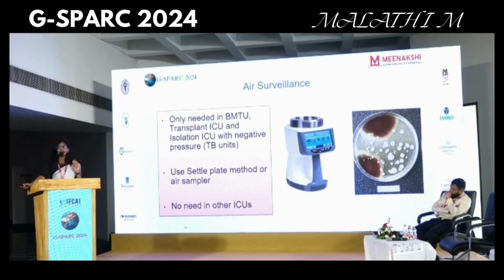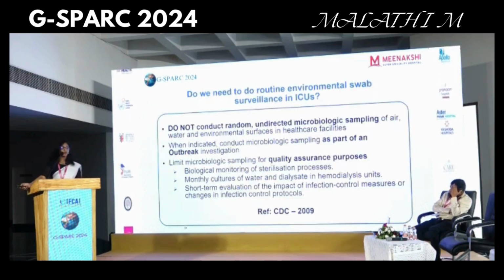We need to worry more in the transplant ICU, where we have immunocompromised hosts who will be prone to fungal infections. So air surveillance is only needed in BMT units, transplant ICUs, and isolation ICUs with negative pressure systems, like tuberculosis units. You can either use the old settle plate method, or if you have an air sampler, there are a lot of companies that provide air samplers, you can do that also.